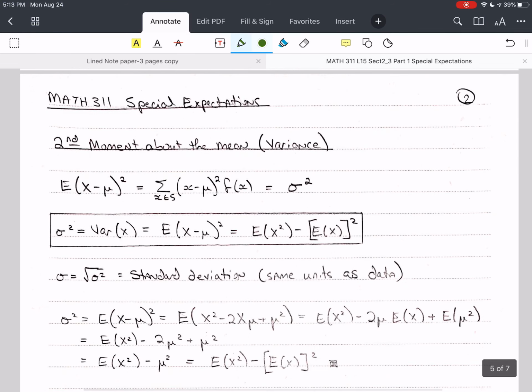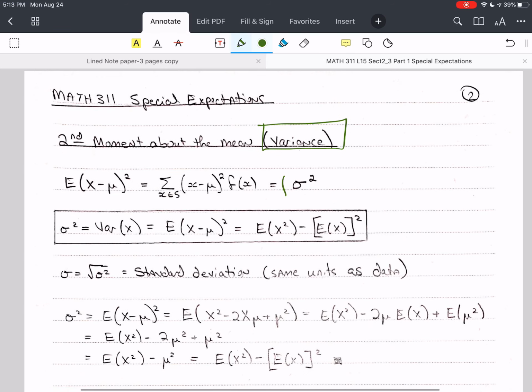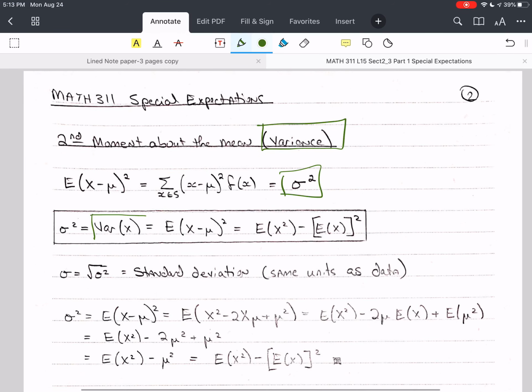Okay. Now the second moment about the mean has a special name, and we call it the variance. And we use sigma squared for this. We also use the term Var(X), V-A-R, of x. And it's usually a capital V. Doesn't have to be, but it usually is. Okay, so E of (x minus mu) quantity squared.